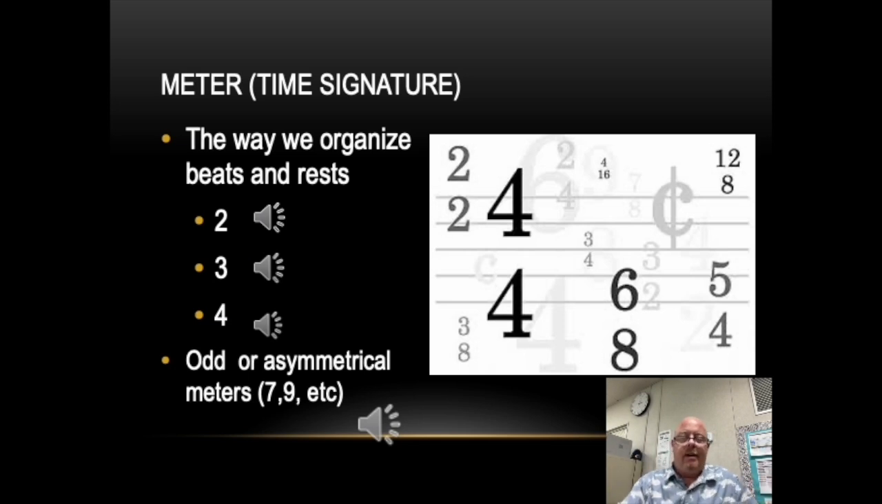Okay. And now I had a student once, I believe at the beginning of this year, said, Mr. S, can I have something that's not a 2 or a 3? Indeed, you can. You can have odd or asymmetrical meters right here. Asymmetrical. That just means they're not the same. So listen to this piece of music and we'll try to find this out together.